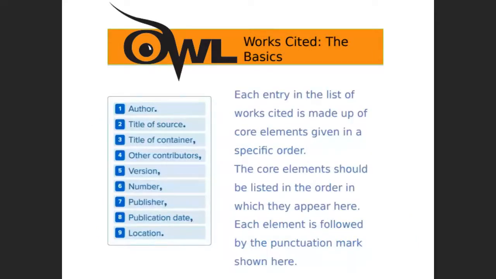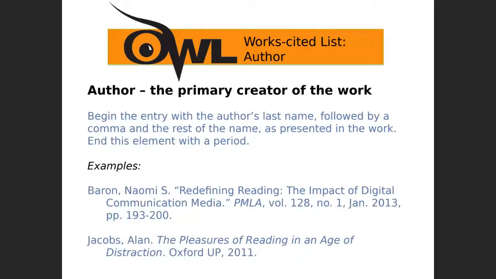So we're excited, the basics. Essentially, you need your author, the title of the source, title of containers, other contributors, version, number, publisher, publication date, and location. And this is your end works cited page. It's called the works cited page. It will be at the end of your paper.